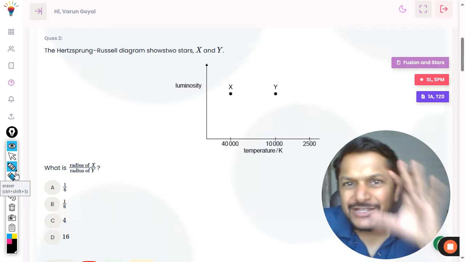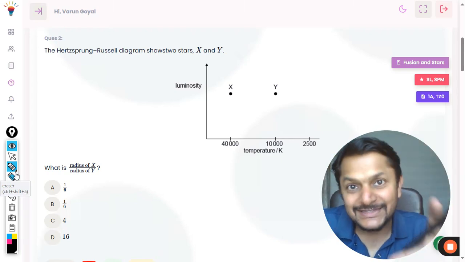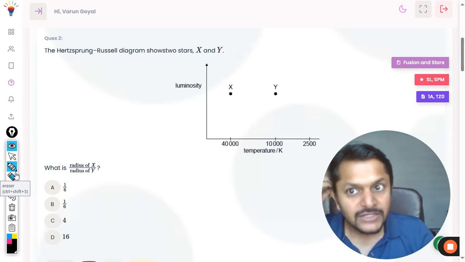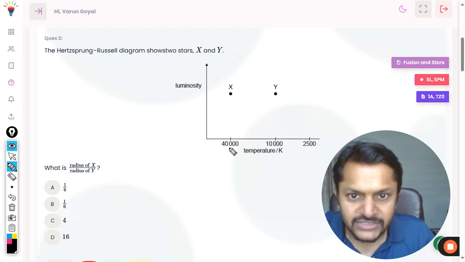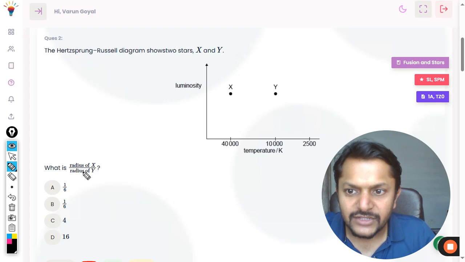Okay, dear students, so let us do this question and learn the very next thing we want to see now. The HR diagram shows two stars X and Y. The temperatures are given as 40,000, 10,000 and 2,500. What is the ratio of the radius of X to the radius of Y?